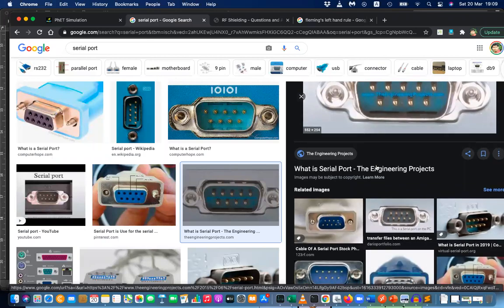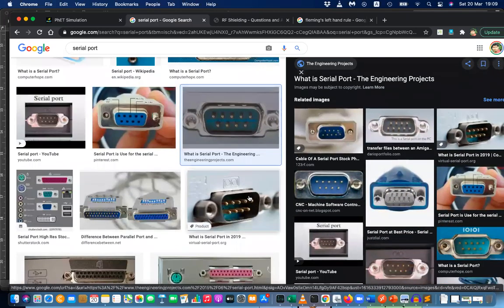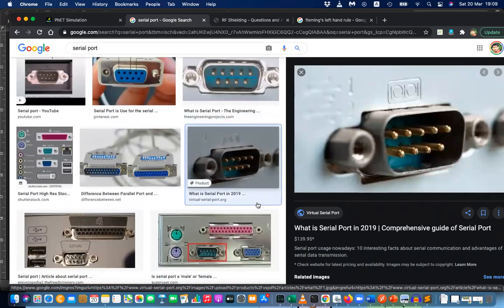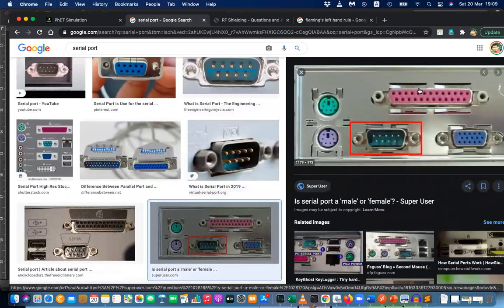So I think you understood that, right? A male port is a port having pins. If a port has holes, those are called female. A port having pins is called male.